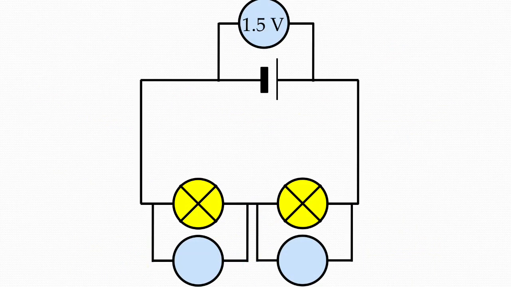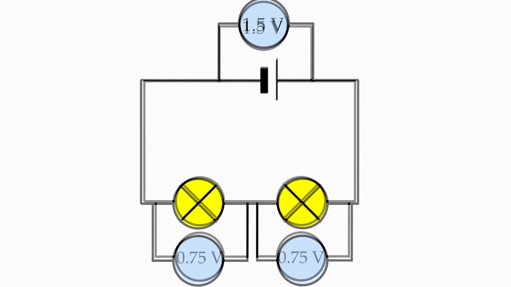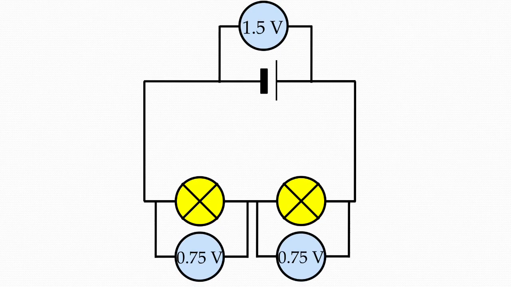In this example, we have 1.5 volts across the battery. What would the potential difference across each cell be? Remember, each cell will take some of the energy from the electrons. The potential difference across each bulb would be 0.75 volts, or half of the total voltage.